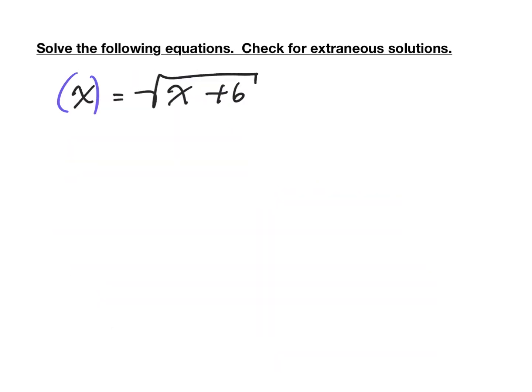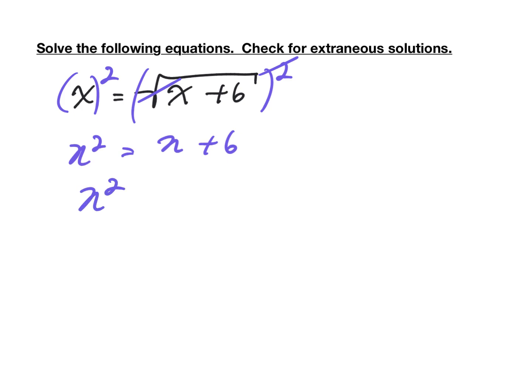Another one: we're going to raise both sides to the square. So this is going to give you x squared is equal to x plus 6. Okay, let's move everything back. x squared minus x minus 6 is equal to 0. So let's factor this. It's quadratic in nature.